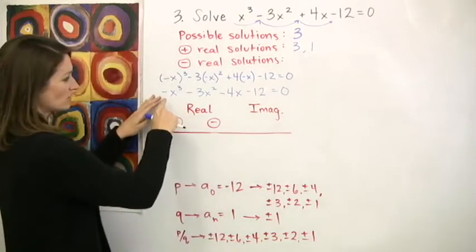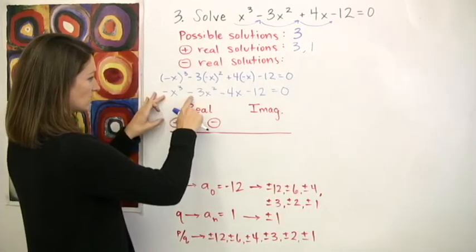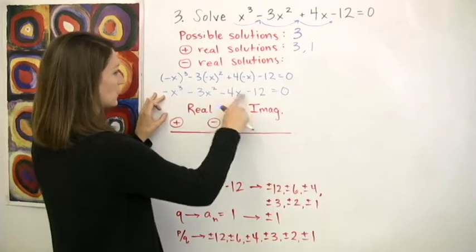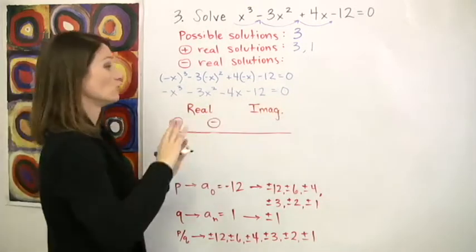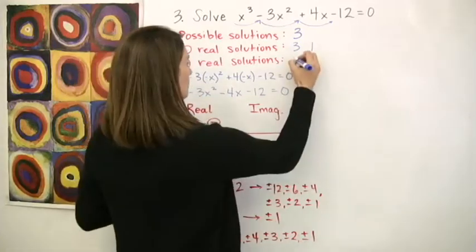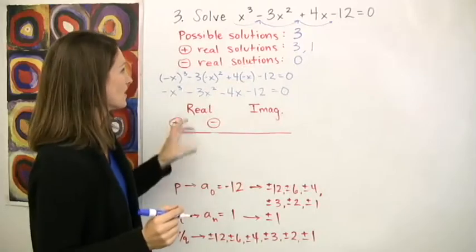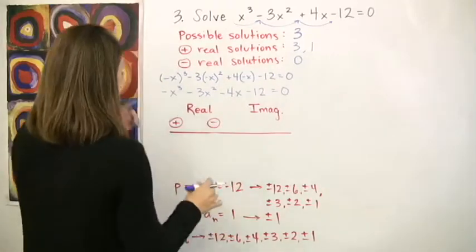So now if we look at the variations in sign in order to find our negative real solutions, we have negative to negative, to negative to negative. They're all negative across the board, so there is no change in signs, and so we have 0 possible negative real solutions. So let's plug this information into a table here.